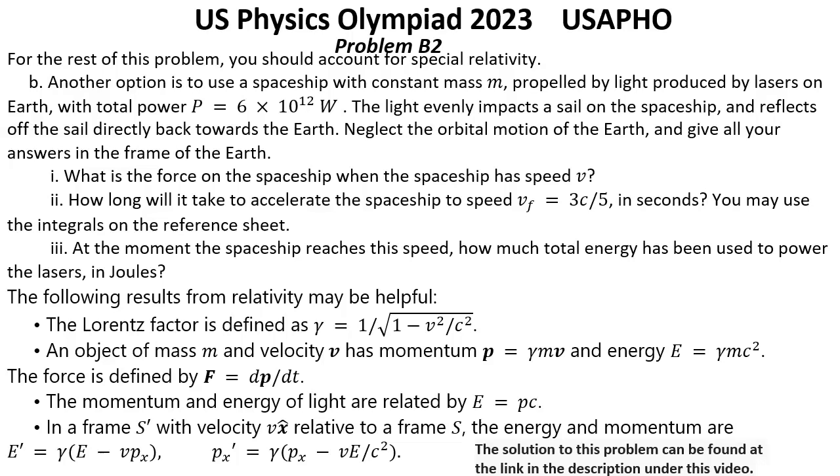The force is defined by F equal delta p over delta t. Third, the momentum and energy of light are related by E equal pc. Fourth, in the frame S prime with velocity V relative to frame S, the energy and momentum are E prime equal gamma multiplied by (E minus V px) and px prime equal gamma multiplied by (px minus V E over c squared).